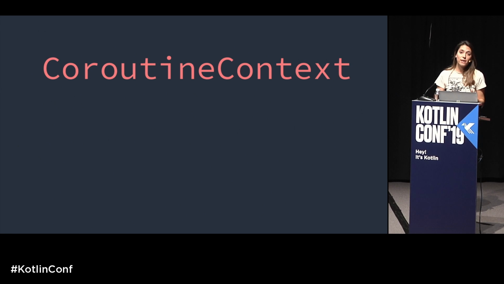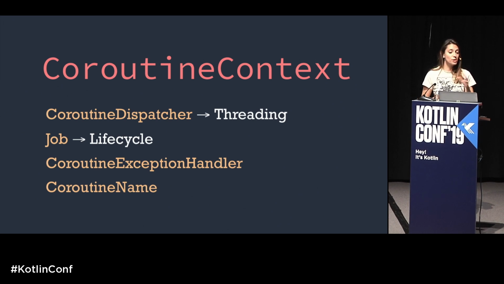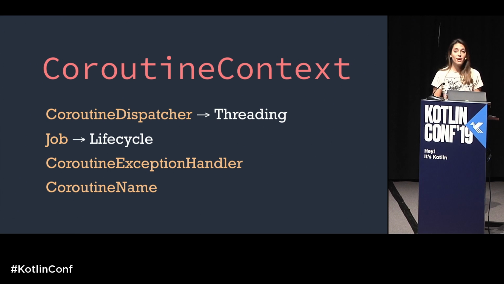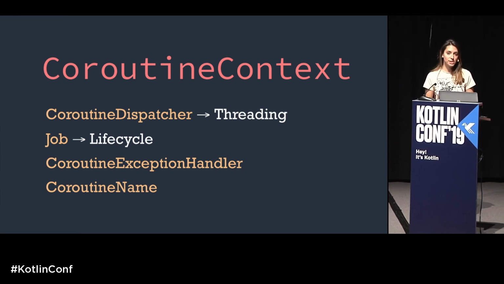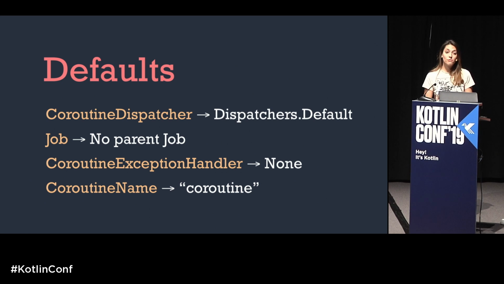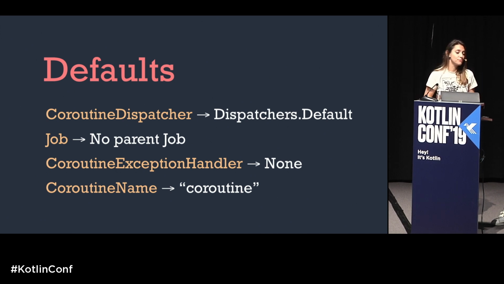To define the behavior of a coroutine, use the coroutine context that contains a set of elements. So the coroutine dispatcher, which defines the threading, the job that defines the coroutine lifecycle, a coroutine exception handler, and a coroutine name. And all of these have defaults. By default, we have Dispatchers.Default. By default, we don't have a parent job. We don't have a coroutine exception handler. And the name is just "coroutine".